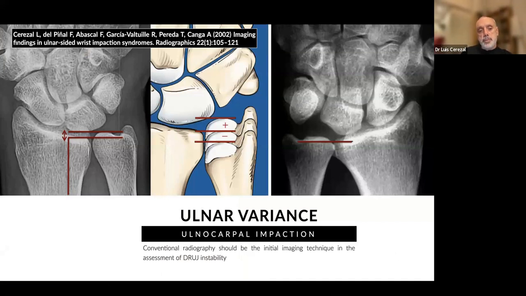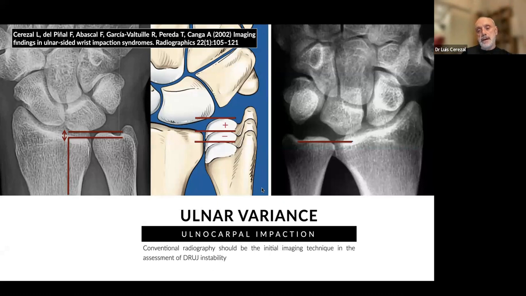Ulnar variance is an important measure to perform on X-ray, and usually ulnocarpal impingement is related to positive ulnar variance. But remember that variance is a static definition, but the risk is not a static structure. This is my wrist, and this is a paper from a long time ago, and we can see I have a slight positive ulnar variance, but a wide space for the TFC.